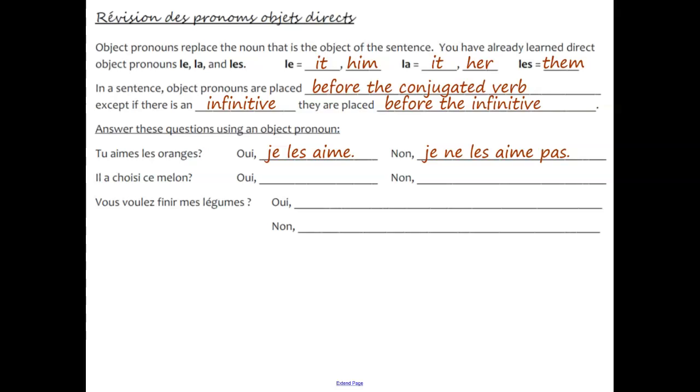So, il a choisi ce melon. Did he choose that melon? We get rid of ce melon. It's masculine singular, so we replace it with le. Le goes before the conjugated verb.